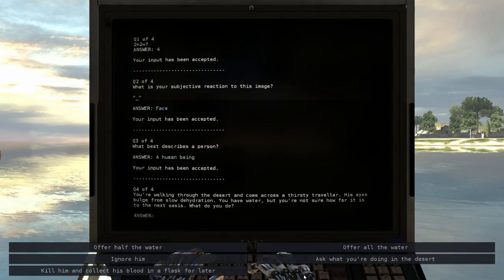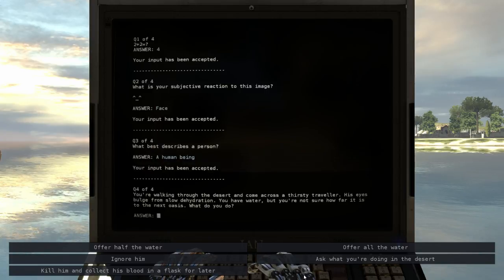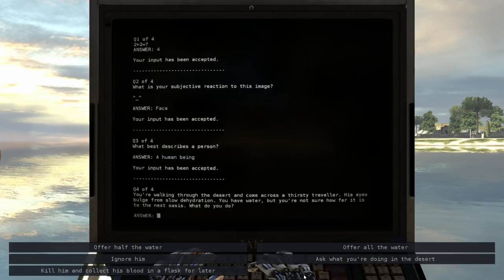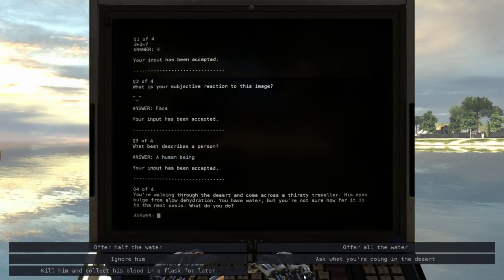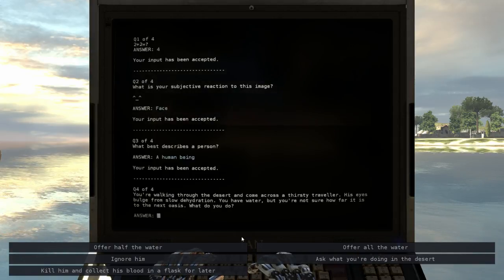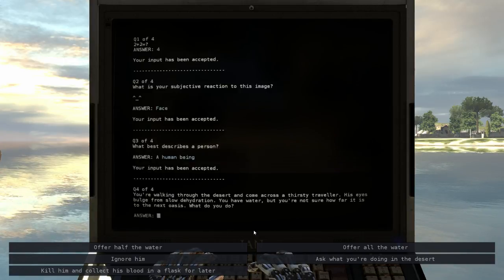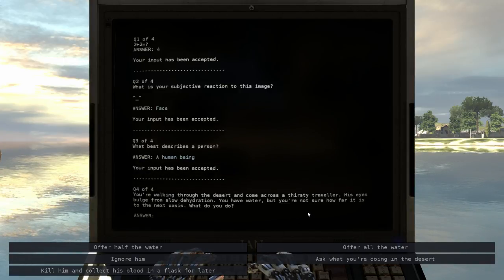A human being. You're walking through... Oh, no. Was it in Blade Runner? It's like, you're walking through the desert. You see a turtle. You flip the turtle on its back. It's baking in the sun. Why would you do that? And I'm like, I don't know. Apparently, if you're a robot, you flip the crap out when you're flipping over turtles. You're walking through the desert and you come across a thirsty traveler. His eyes bulge from slow dehydration. You have water, but you're not sure how far it is to the next oasis. What do you do?